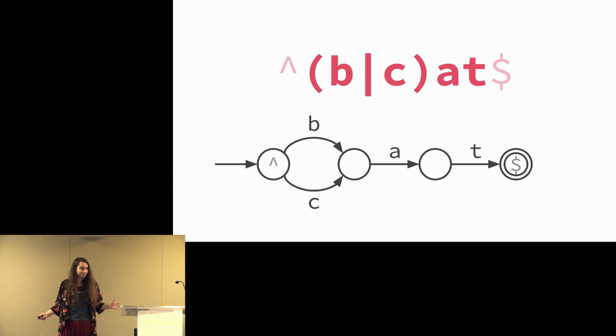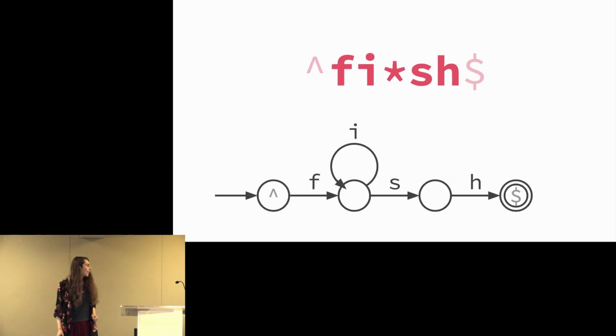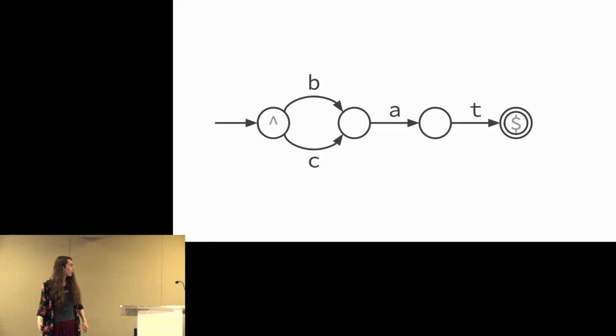Everyone still on board? Yeah? Okay, good. Hopefully not too much explanation is needed here. The asterisk operator is just a state that loops back on itself, and you can go around that loop as many times as you want, or you can skip it entirely. Okay. This works both ways. You can start at a finite state machine and turn it back into a regular expression. So how do we do that?